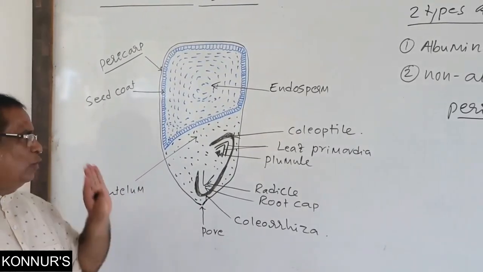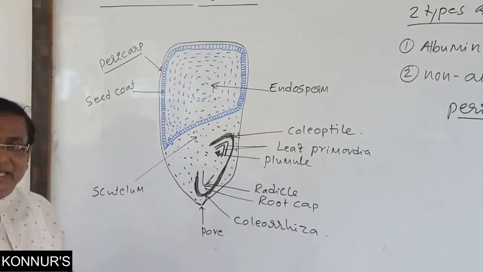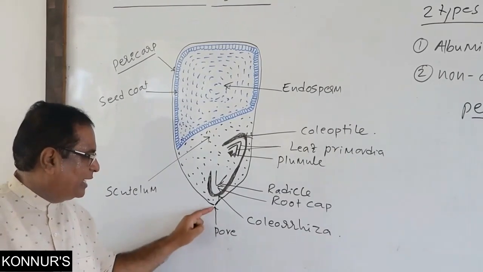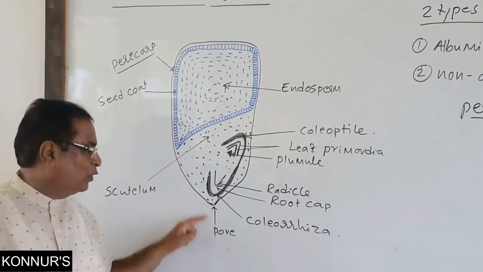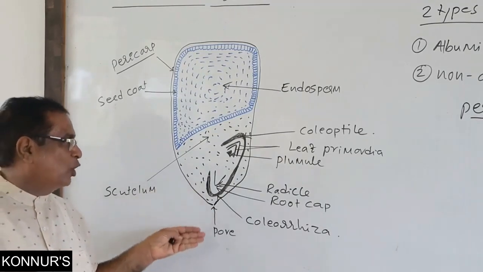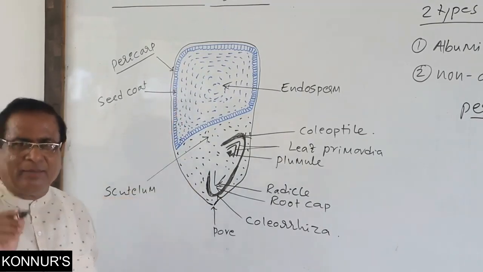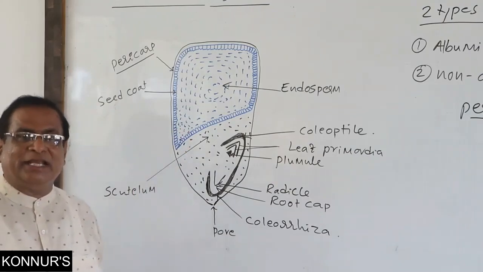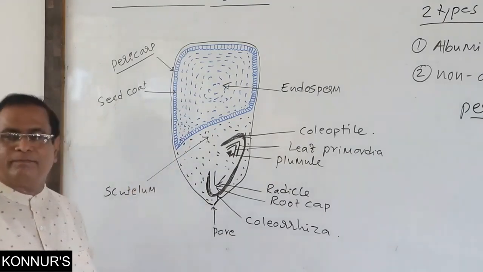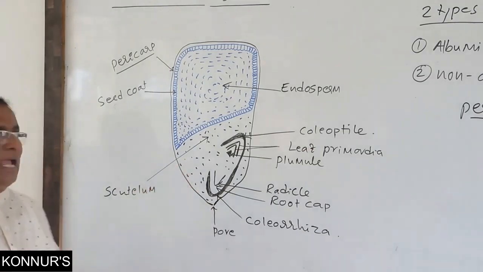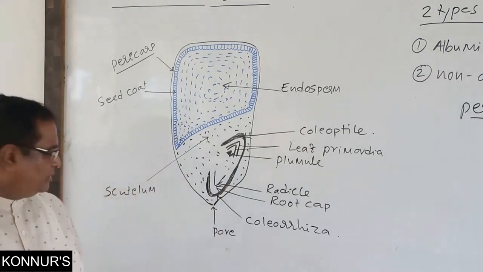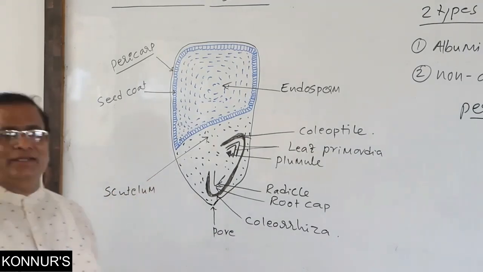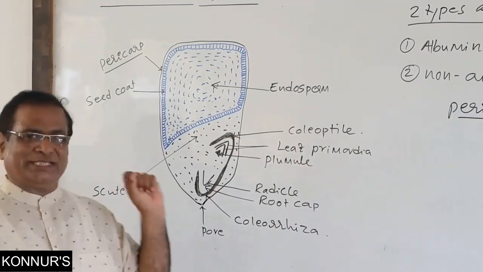After fertilization, the ovule becomes a seed, the integuments become the seed coat, and the micropyle becomes a small pore. Through this small pore, oxygen and water enter at the time of germination. When this seed starts germinating, water and oxygen enter through this and the seed gets germinated. That's about the structure of seed. The example is a monocot seed.